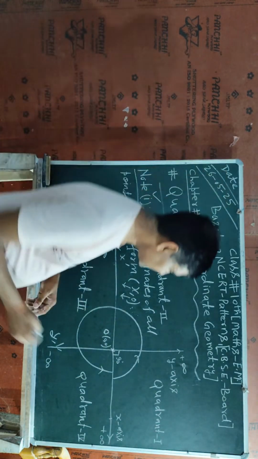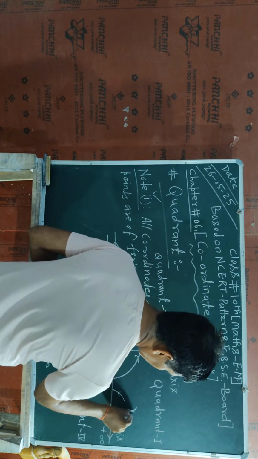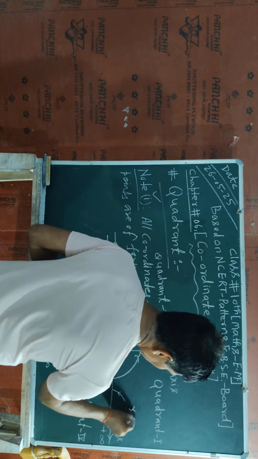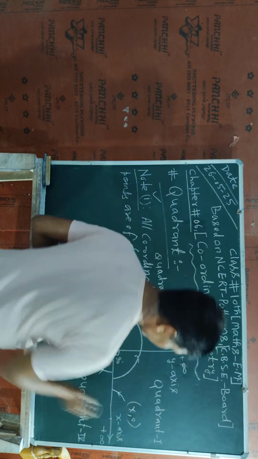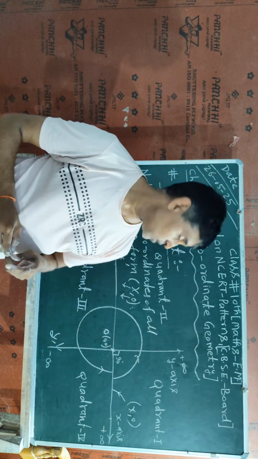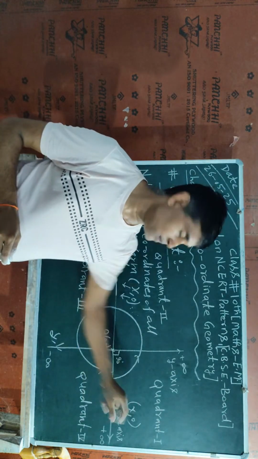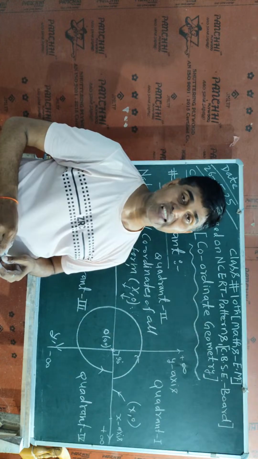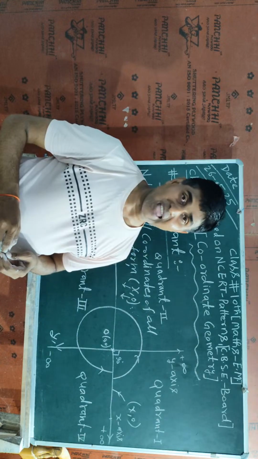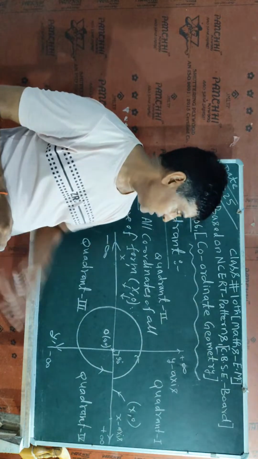So in general form, I can write here (x, 0) for any point on the x-axis. The coordinates of all points on the x-axis are of the form x comma 0. It means that if I take any point on the x-axis, the value of y will be 0. The ordinate value will be 0.